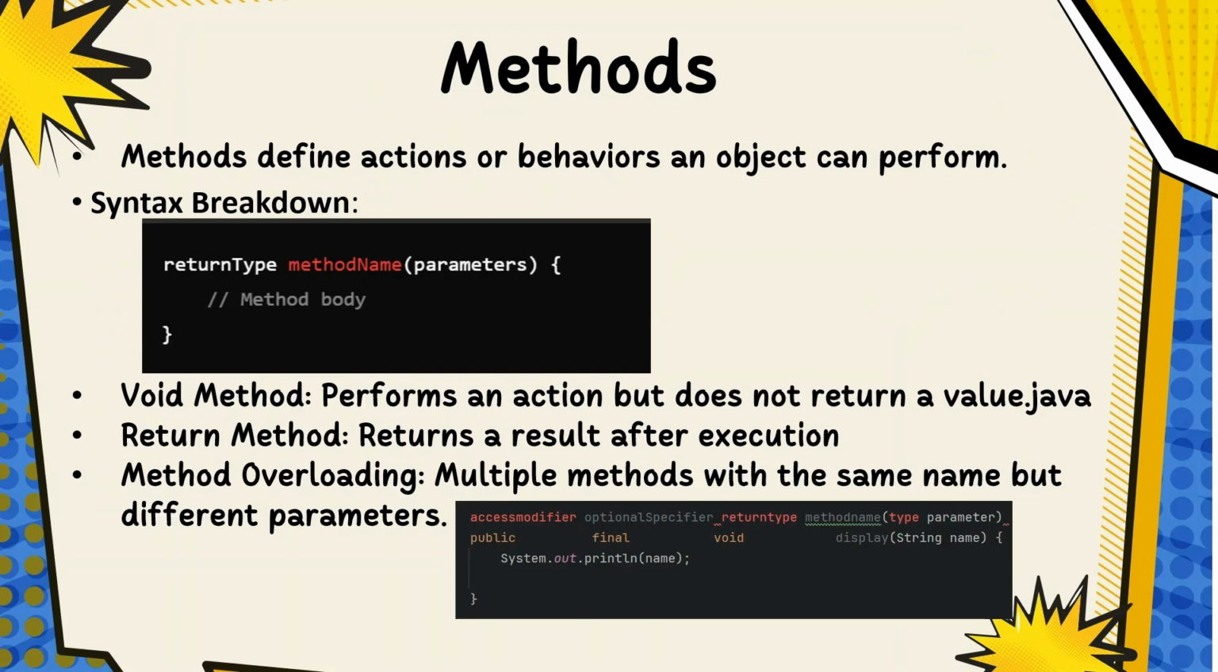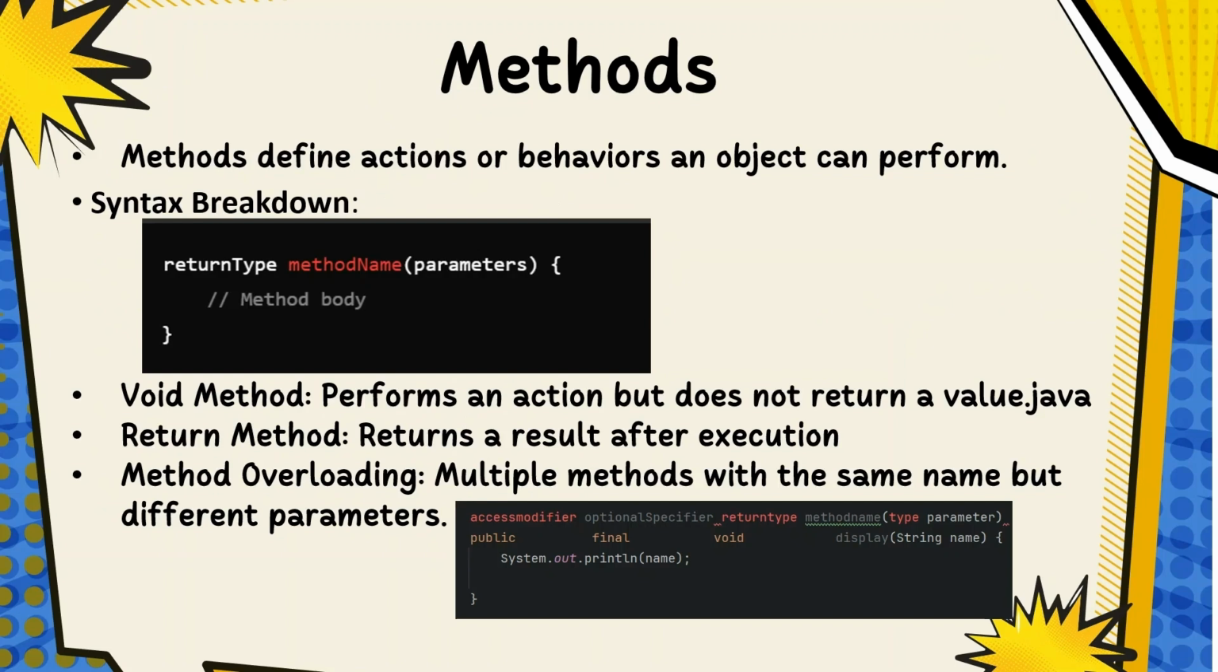There are two main types of methods in Java. Methods with a return type will return a value. For example, if you have a method called int add, and it takes two numbers, then the return value will be the sum of the two numbers. So it is also going to return you an integer type.